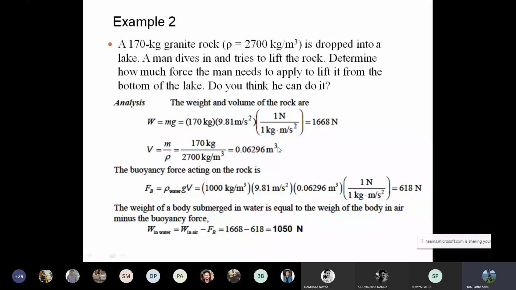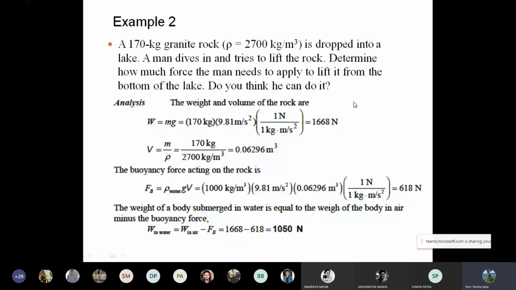The buoyancy force acting on the rock is rho g V. Rho of the water, I think all of you know, is 1000 kg per meter cube. With g and volume, that is 618 Newton. That is the buoyancy force, and the weight of the rock was 1668.